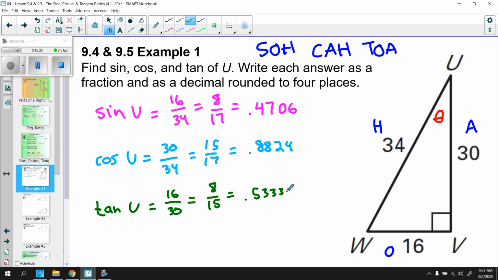So that's the first part, just getting familiar with SOHCAHTOA. How do I situate? How do I arrange stuff? Labeling your opposite, your adjacent, your hypotenuse, reducing fractions, rounding. Okay, I think very doable. So follow this example. It'll be like the first 1 or 2 questions on the homework.